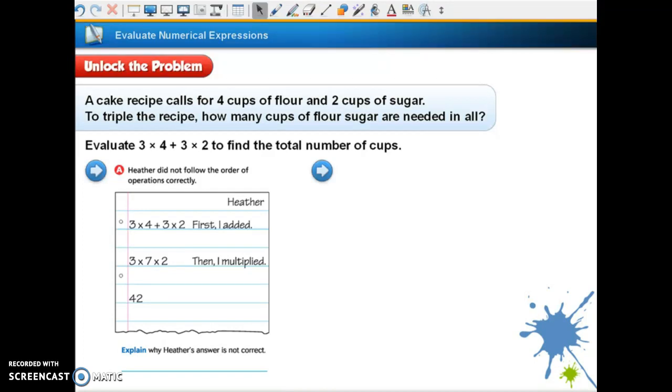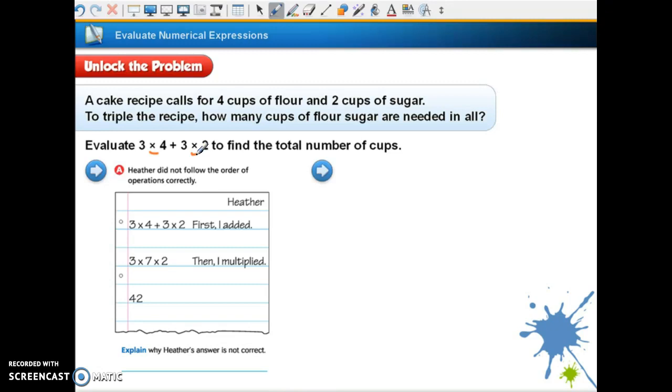Okay, so in example A, it says Heather did not follow the order of operations correctly. First, Heather added, and what does our order of operations say? It says you must do parentheses, which this doesn't have any, but then you must multiply or divide from left to right, just like if you were reading across the page. And if she added first, she ignored these two multiplication signs. So because she added first, then she's taking 3 times 7, and then she's taking 21 times 2 to get 42.